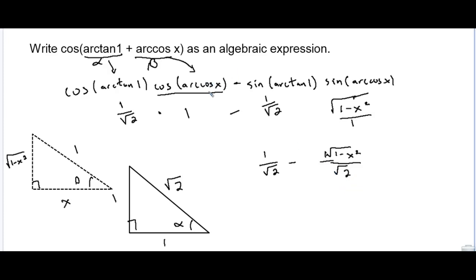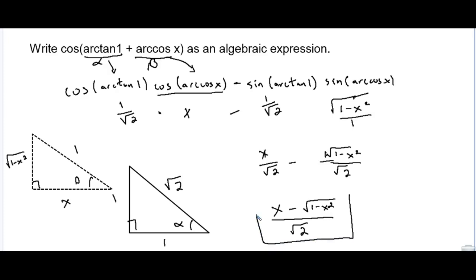Oh, sorry, this isn't 1, this is x. Whoops. It's an x because we have cosine times arc cosine. They cancel each other out. We're left with just an x, so that means this is an x, not a 1. So then if we combine everything, because we have common denominators, this is the same as x minus the square root of 1 minus x squared, all over square root of 2.